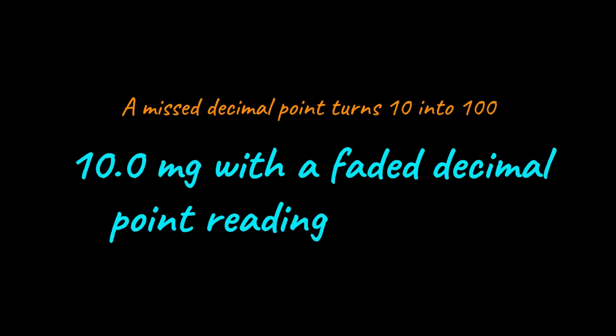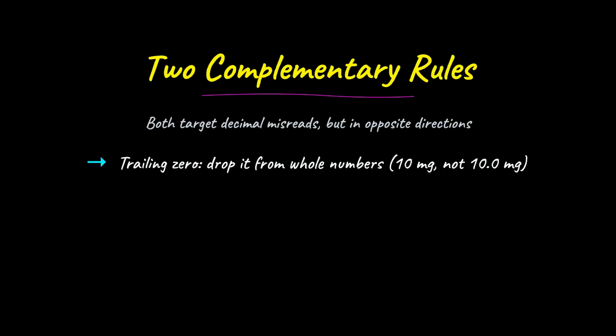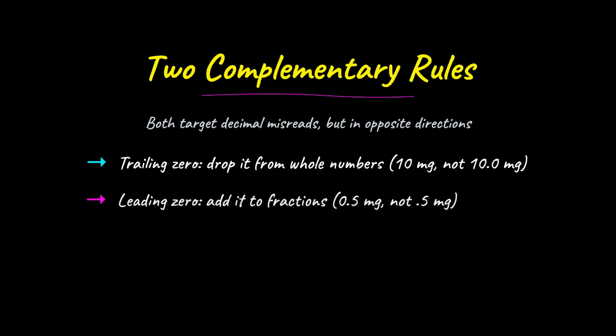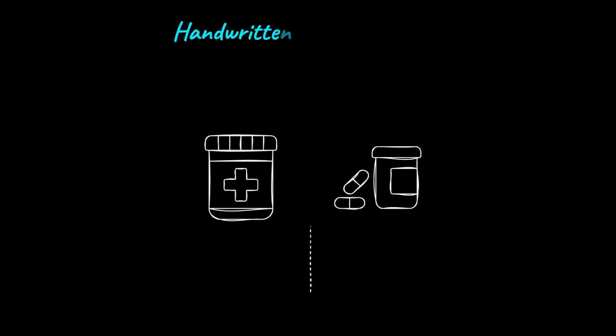Writing 10.0 milligrams looks precise, but if that decimal point is missed or smudged, a reader sees 100 milligrams instead of 10. That's a tenfold overdose caused by a single stray zero. The trailing zero rule and the leading zero rule are easy to confuse but solve different problems. Trailing zeros get dropped from whole number doses, while leading zeros get added to fractional doses, so a bare decimal point is never missed. Both rules exist to eliminate common misread patterns.